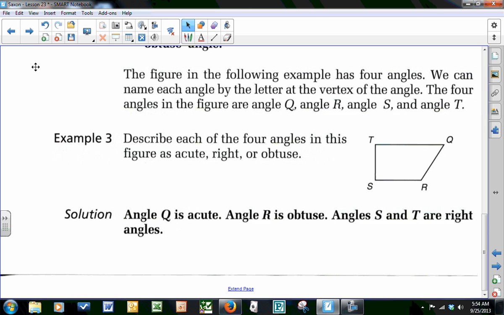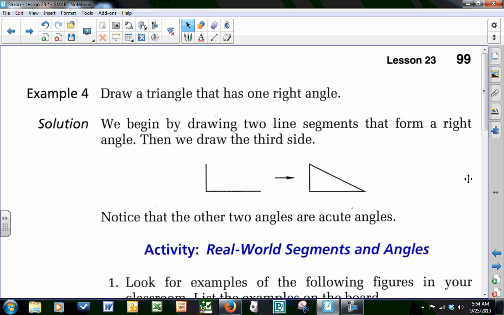And finally, let's talk about triangles, specifically a right triangle. You want to draw a triangle that has one right angle? Well, what you would do is begin by drawing two line segments that form a right angle, and then you would just connect those two lines together, starting at this point and working your way down to the other one. That's called a right triangle.